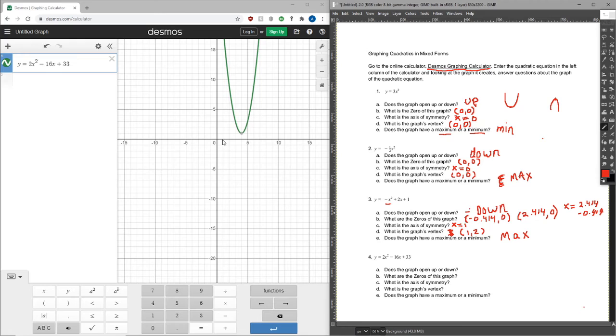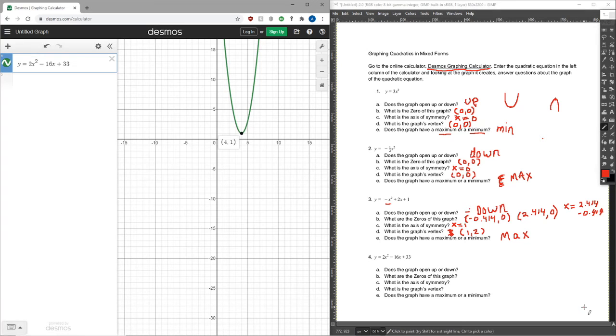So you can see that to find that vertex, it went over to 4, 1 right there. And there's our vertex, so we know a few things about that. And then I'll show you how to scroll out too in just a minute. First of all, let's answer our question. Does the graph open up or down? Well, you can see that it's just opening right side up.